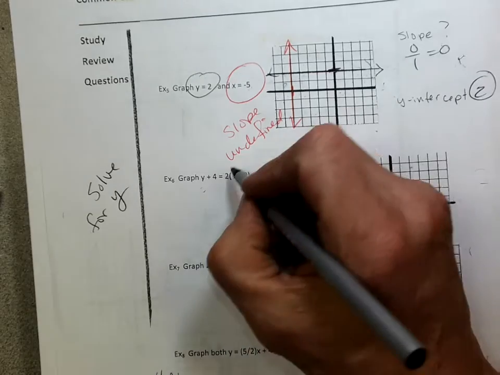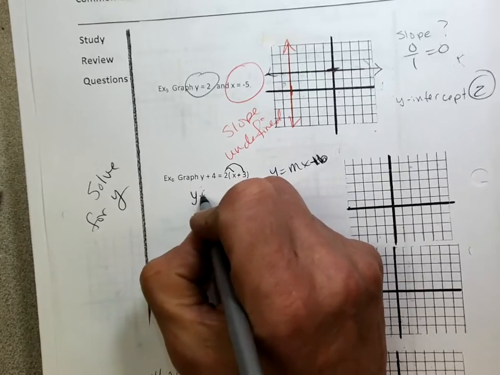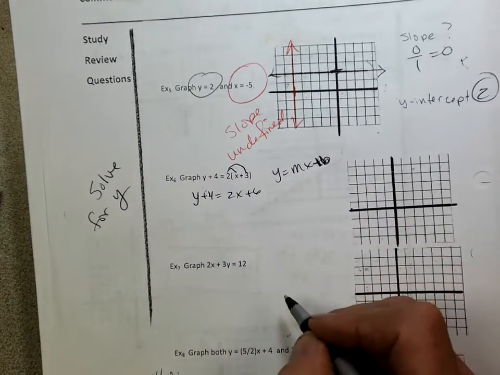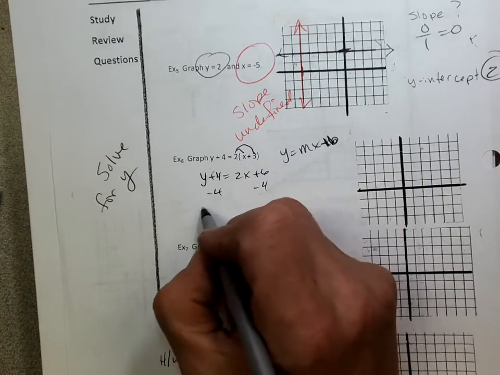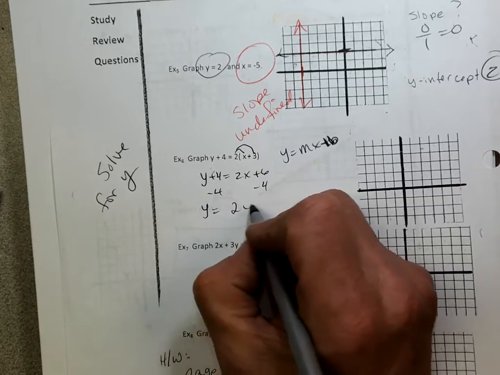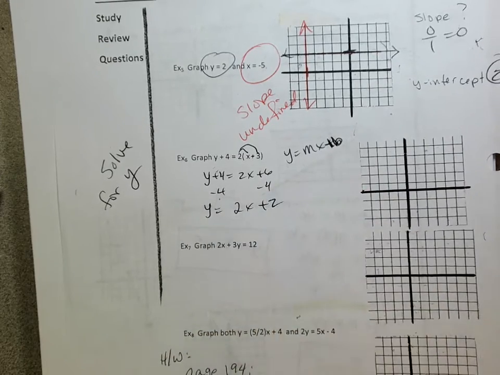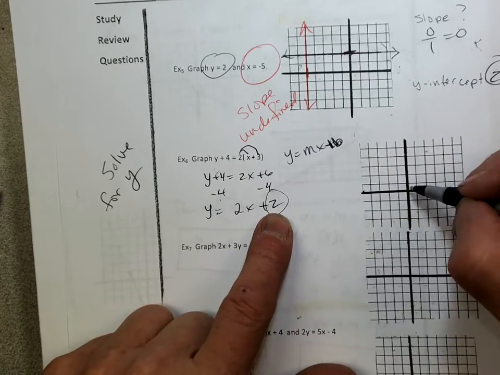So the first thing I'll do is I'll distribute, so I can get y by itself. So y plus 4 equals 2x plus 6. Minus 4, minus 4. Y equals 2x plus 2. Right? Because I just went minus 4, minus 4. So I can graph this now. I can start at 2, because that's my y-intercept. So I go up to 1, 2.